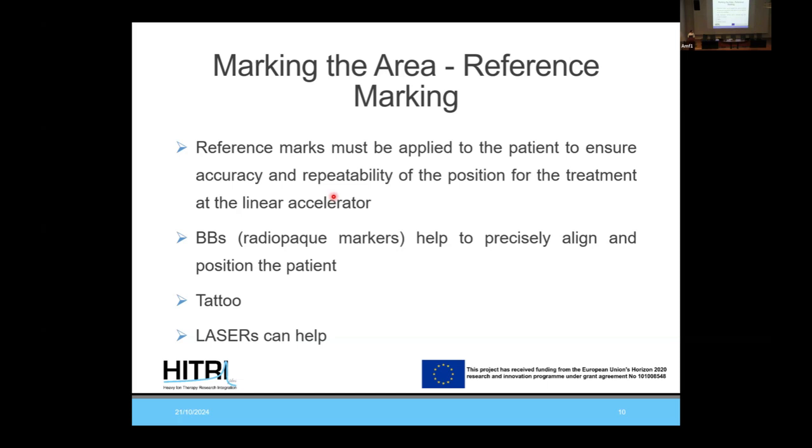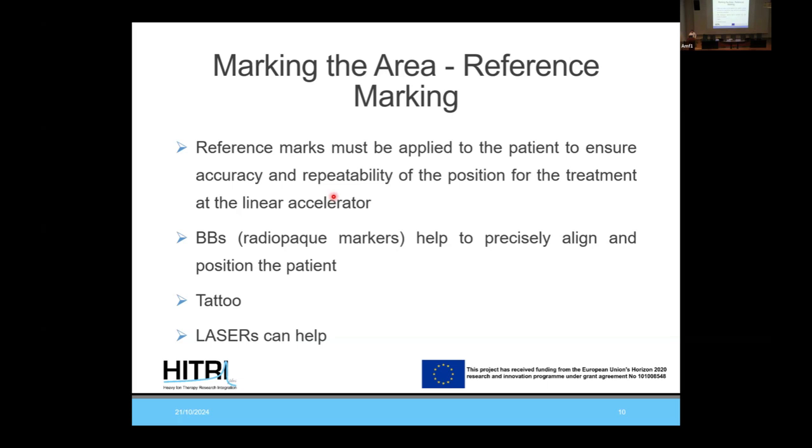So after that, we are going to have to use the BBs. We are talking about BBs. What is BBs? Radio-opaque markers. It's very, very small metal, kind of, I don't know to be sure to say if it's iron, I don't know. But it helps to precisely align the position of the patient.